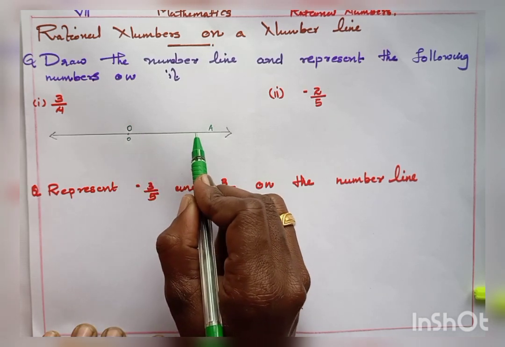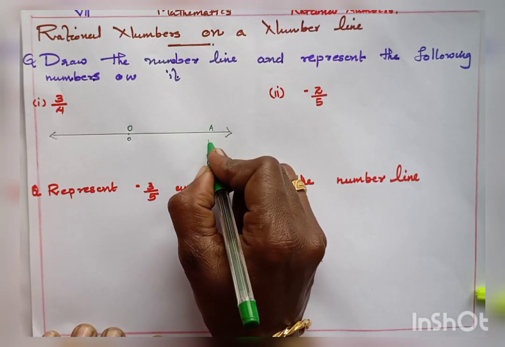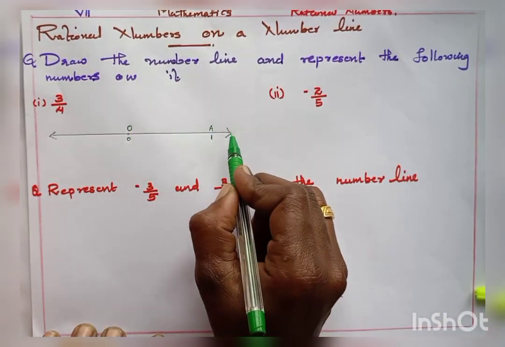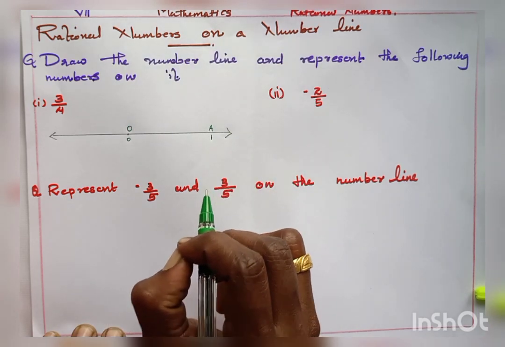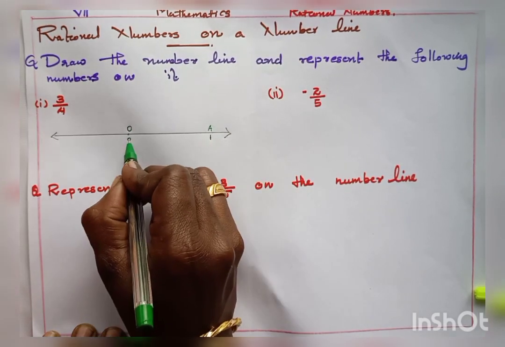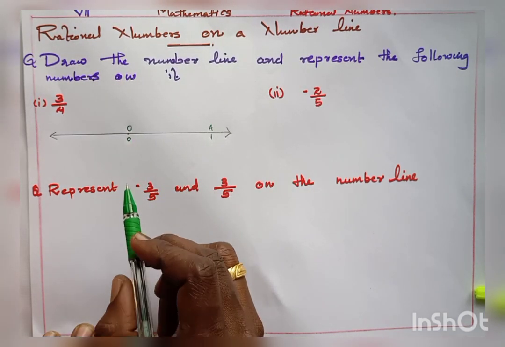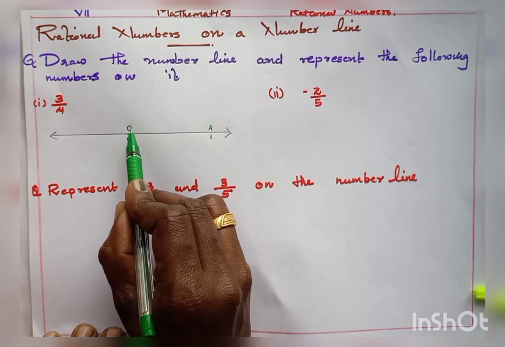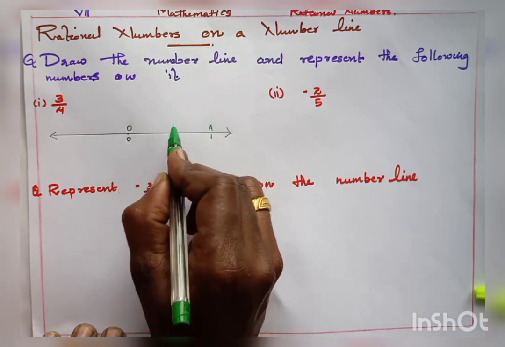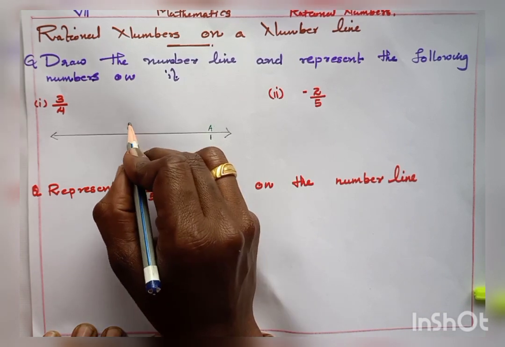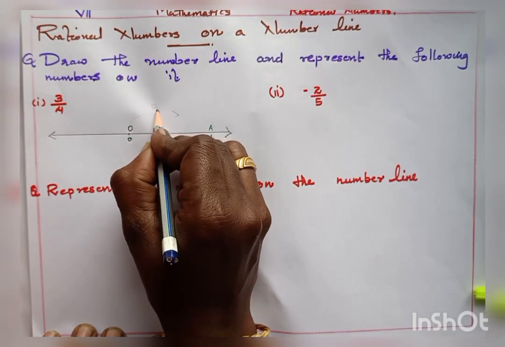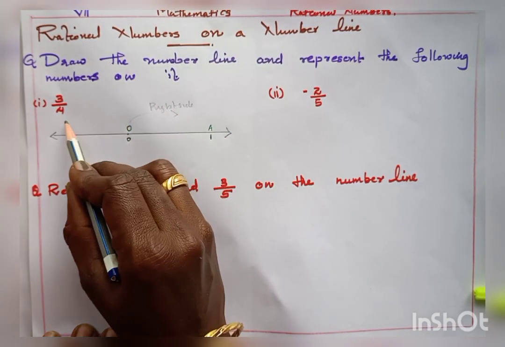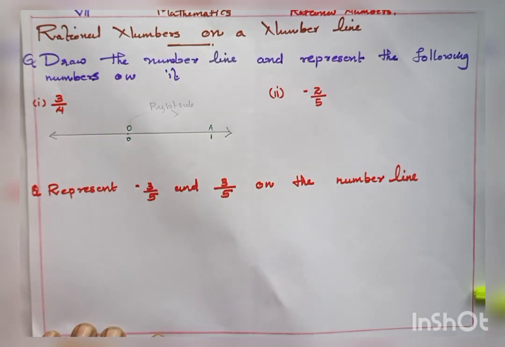The point A to the right of the point O represents 1. That means the distance OA is the unit length, that is 1 unit length. So the points that represent positive rational numbers lie to the right of 0. This is the right side. The left side represents negative rational numbers.